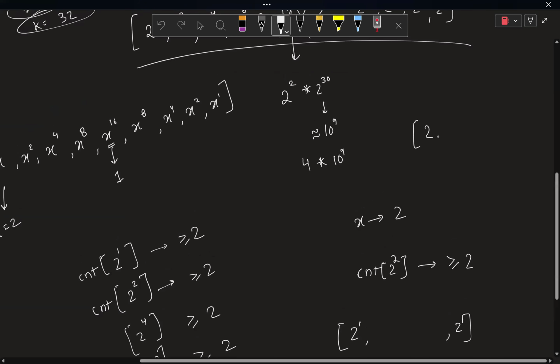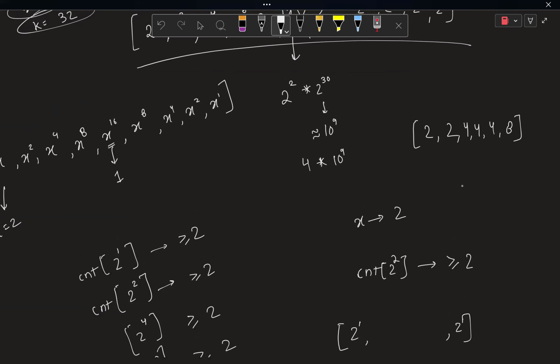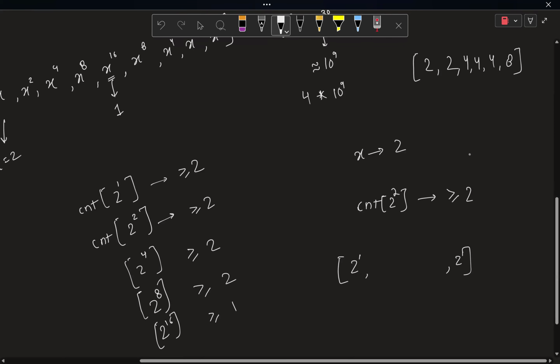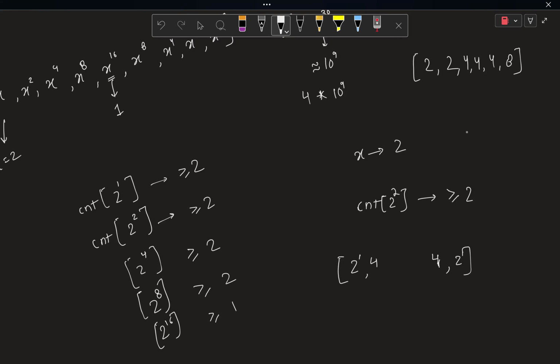Let's say my array was something like 2, 2, 4, 4, 4, 8. So I see that 4 is coming 3 times. That is, 2 raised to the power 2 is coming 3 times. I can just take out two of its occurrences and place them inside my subset. Then I would care about 2 raised to the power 3, that is 8. How many times is 8 coming? You will see that 8 is coming only one time. So you have only one possibility for 8. You can just keep it in the center.